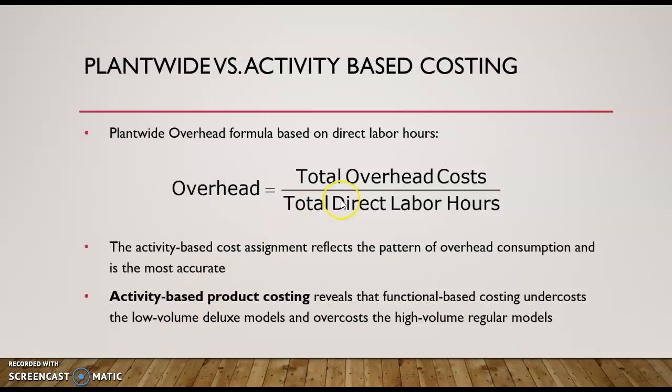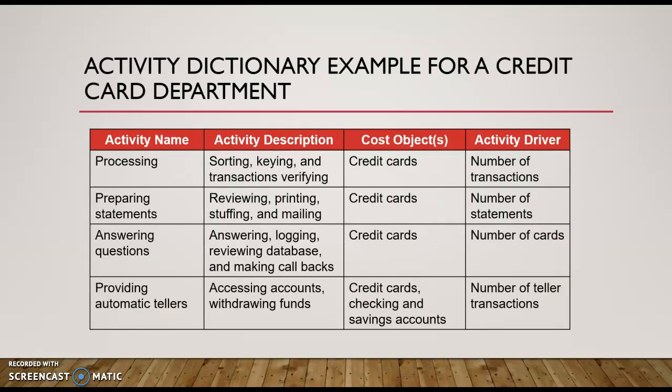Okay, again, if we take a look at the one single plant-wide, we would take the total overhead cost divided by the total direct labor hours. Whereas with the activity, it reflects the pattern of overhead consumption and is therefore more accurate.